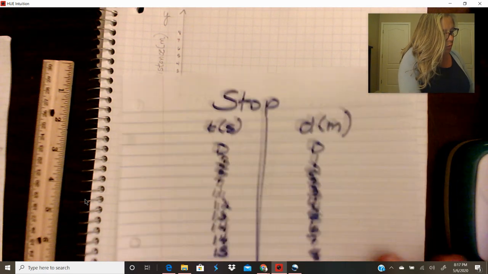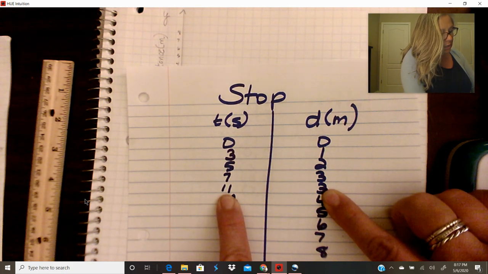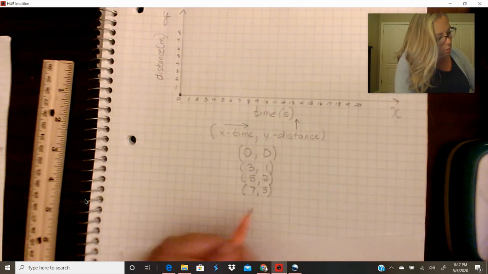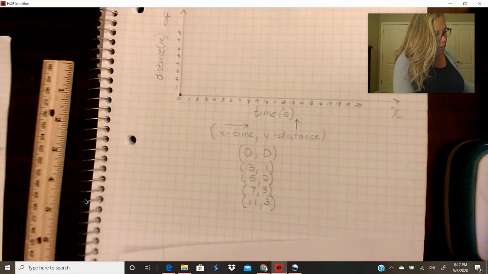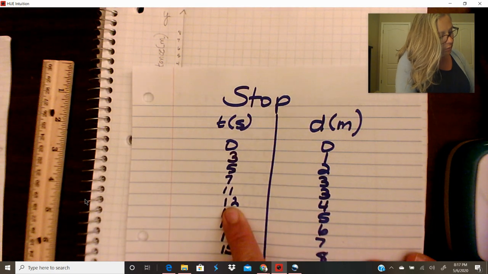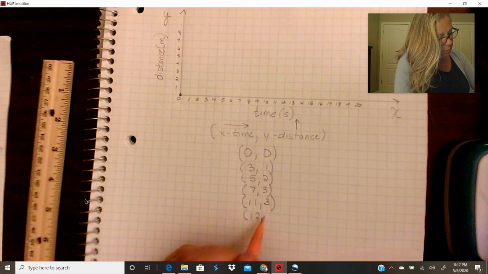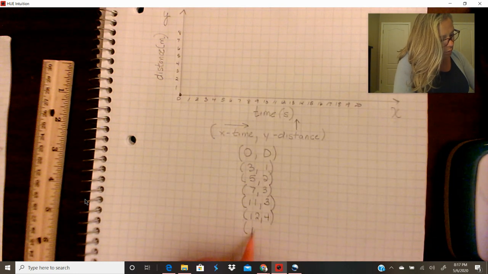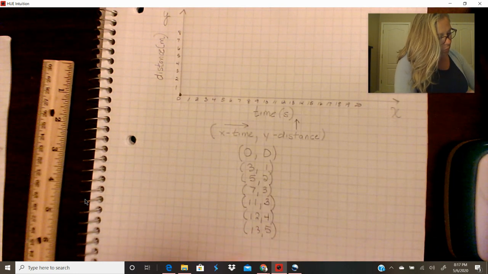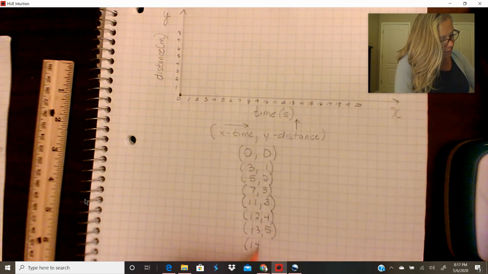And then, as you recall, Nick stopped for a while. So at 11 seconds, he was still at the 3 meter card. So the next coordinate will be 11 and show that he's still at the 3 meter card. All right, then we have 12 seconds and he was at the 4 meter card. This looks like he sped up a good bit, which is what he was supposed to do. Then at 13 seconds, he was at the 5 meter card. Then at 14 seconds, he was at the 6 meter card.